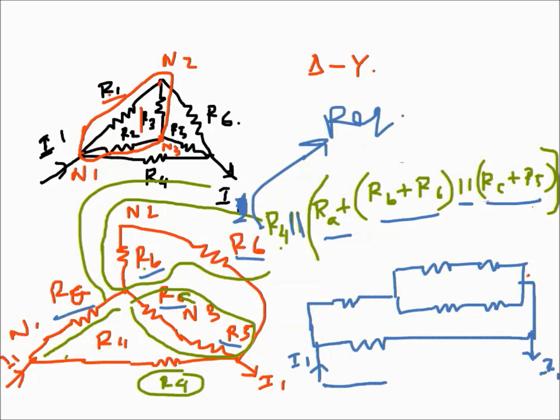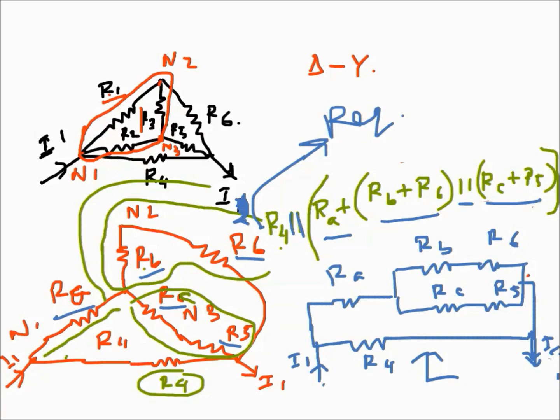But that's not the issue here. We just need to find the equivalent resistance that can be seen here. Since it was I2, we can assume that something else is connected. So basically this is RA now, this is RB plus R6, this is RC plus R5, and this is R4. That's what this one is.